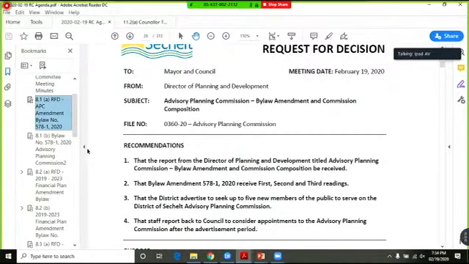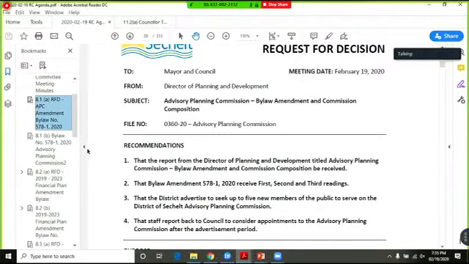So the recommendations are to consider a bylaw amendment to increase the overall composition to 11, with 9 of the 11 being District of Sechelt residents, and establishing a quorum at 4, and to advertise for additional membership. And upon completion of the advertisement period, we'd report back with potential new members. Thank you. Councillor Toth.